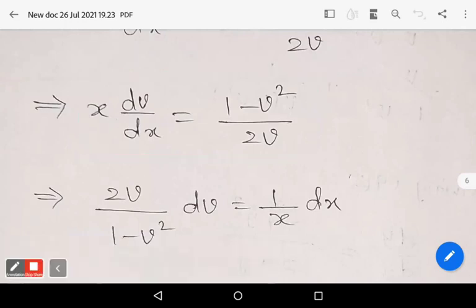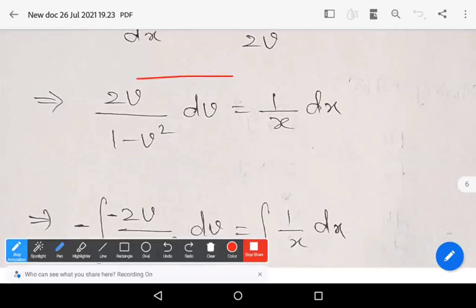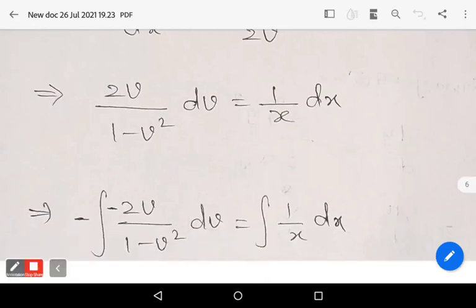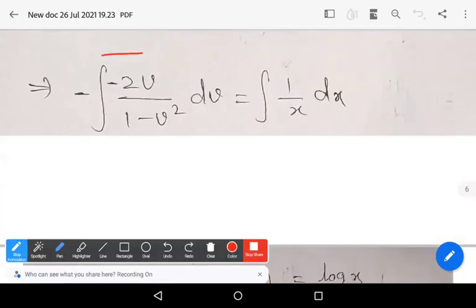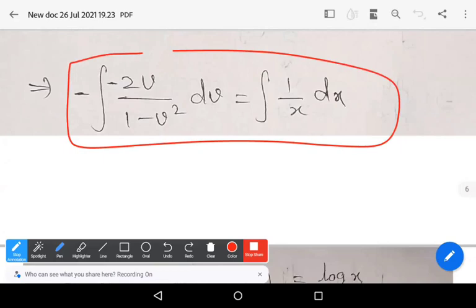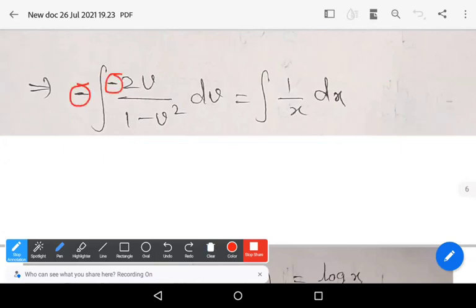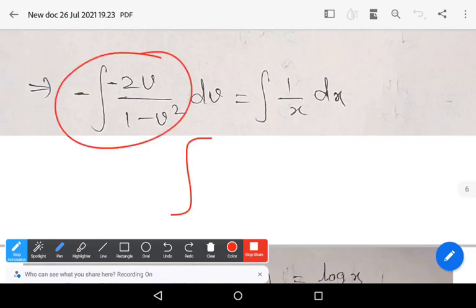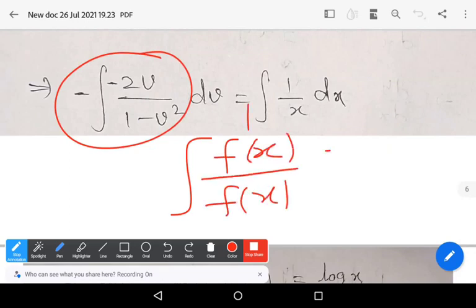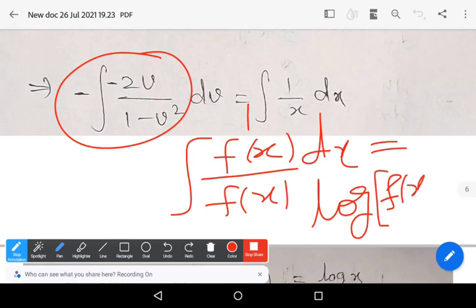Now separating the variables, we get 2v by 1 minus v square into dv is equal to 1 by x dx. On integrating both sides, minus integral of minus 2v by 1 minus v square dv is equal to integral 1 by x dx. Here I write minus outside the integral and inside the integral, so minus into minus becomes plus. This formula is nothing but integral f dash of x divided by f of x dx, which represents log of f of x.